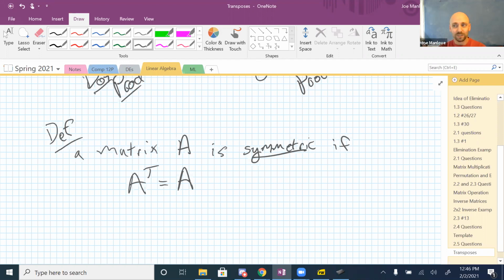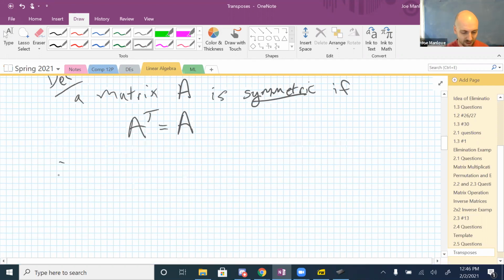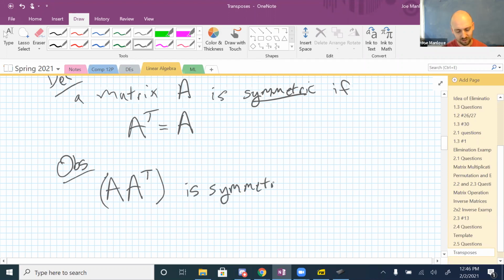And now the weird thing that I've discovered is this. So, observation: A times A transpose is symmetric. So is A transpose times A. You guys with me on that? That's what it seems like.